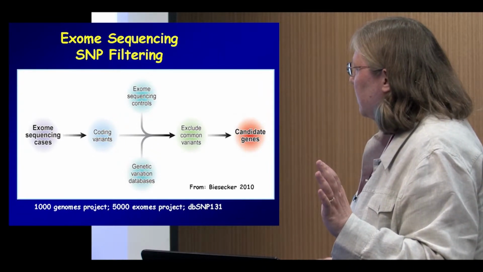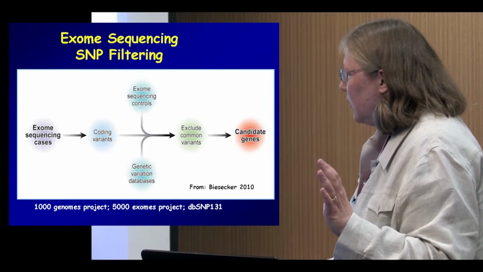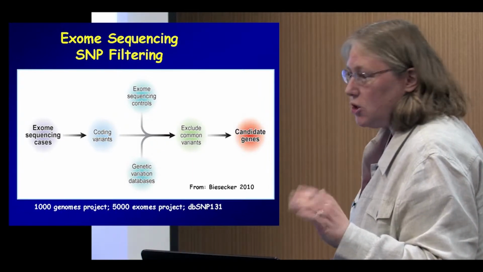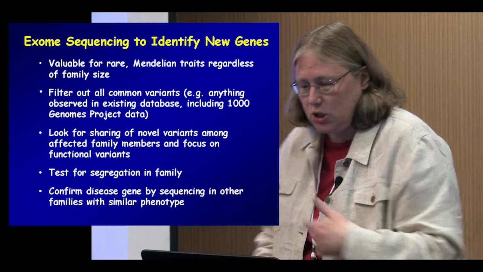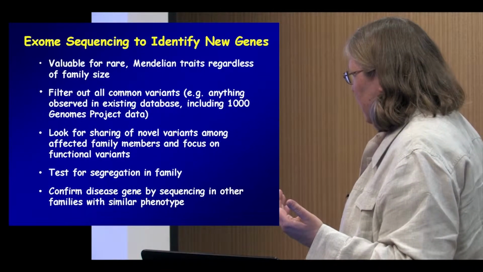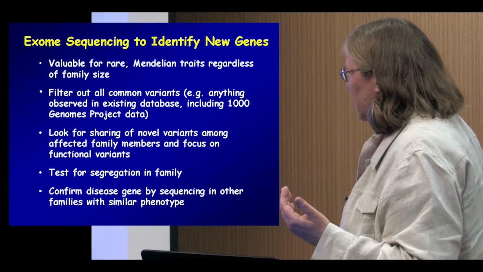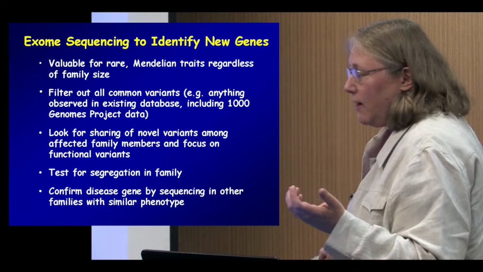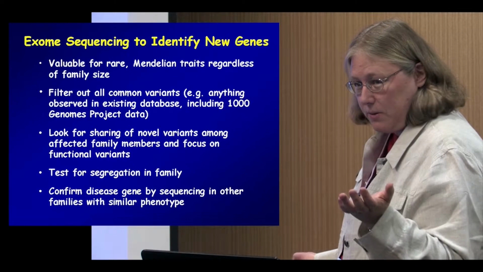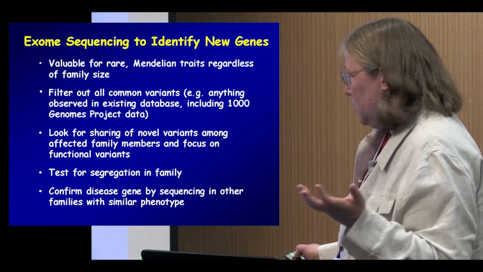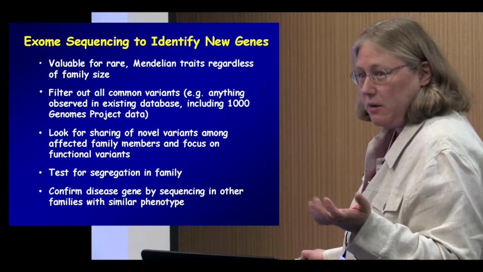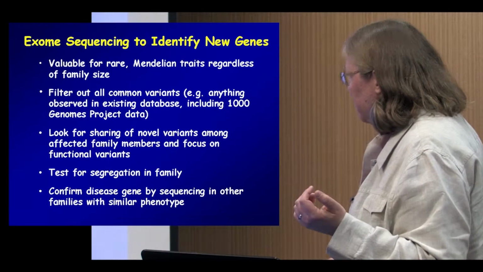And so then we've come up with our variants that are unique to our cases, and we ask what genes those are in. This is just sort of saying the same thing in words: exome sequencing is very valuable for these rare Mendelian traits. Regardless, we don't need to have a family with 23 affecteds. We can have a family with 1 or 2 or 3 affecteds. So any family becomes valuable now for exome sequencing.